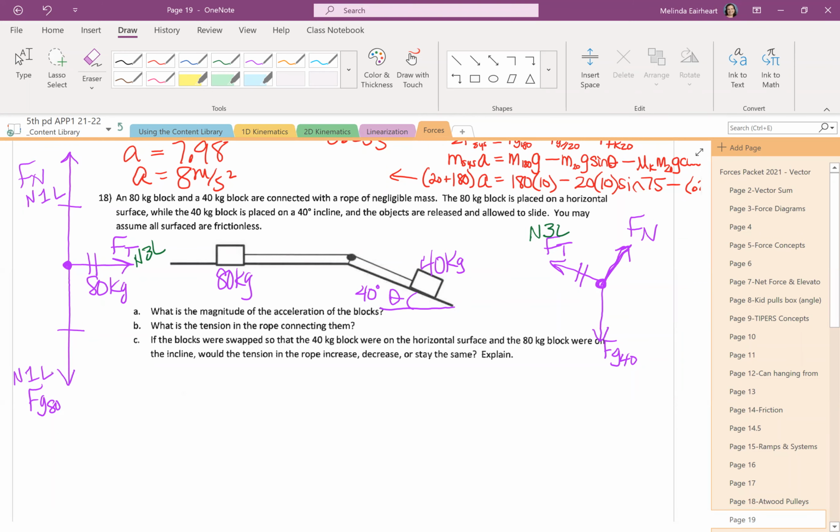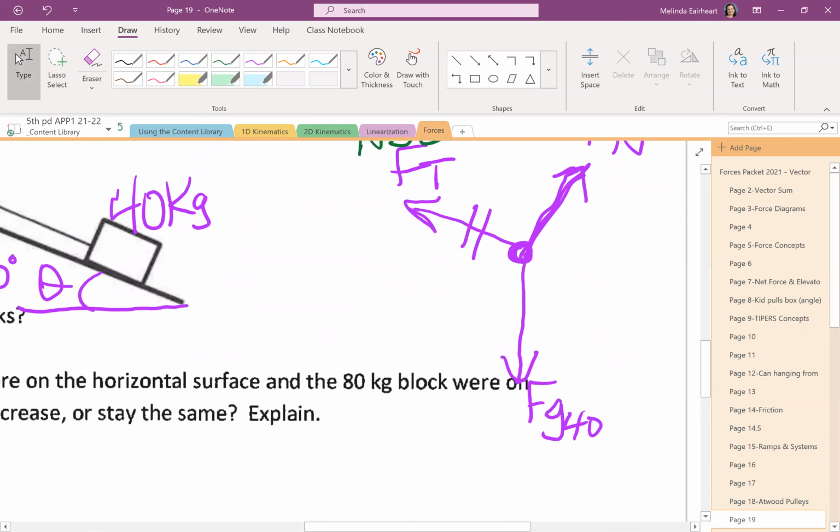Any other forces on the 40 kilogram on the ramp? No more actual forces since it's frictionless, right? However, we can do a little something. You don't do this on the AP exam, chicken scratch it on the side. We're going to break that FG40 into components. So here's the last time you're going to see me do this. Make sure you practice this before the exam, right? You got to be able to duplicate this.